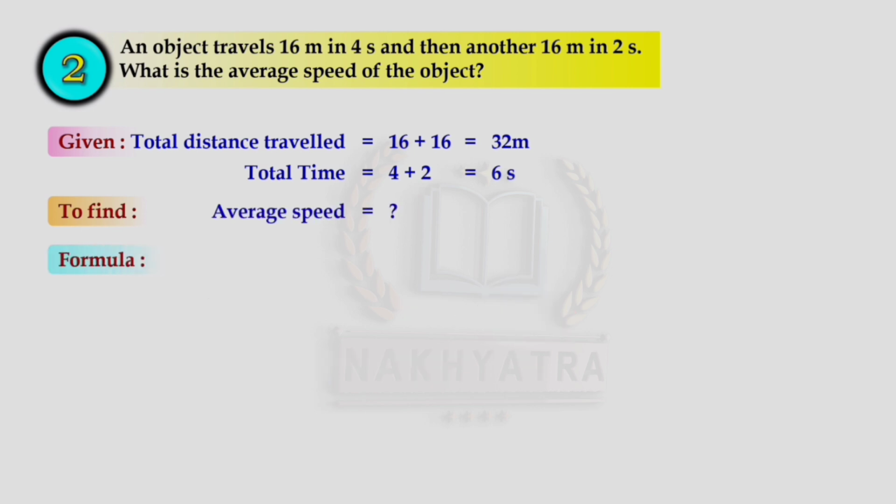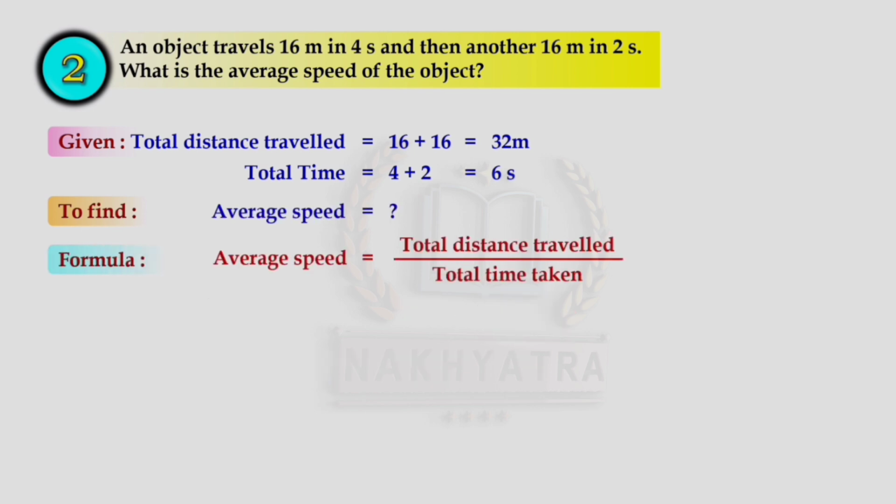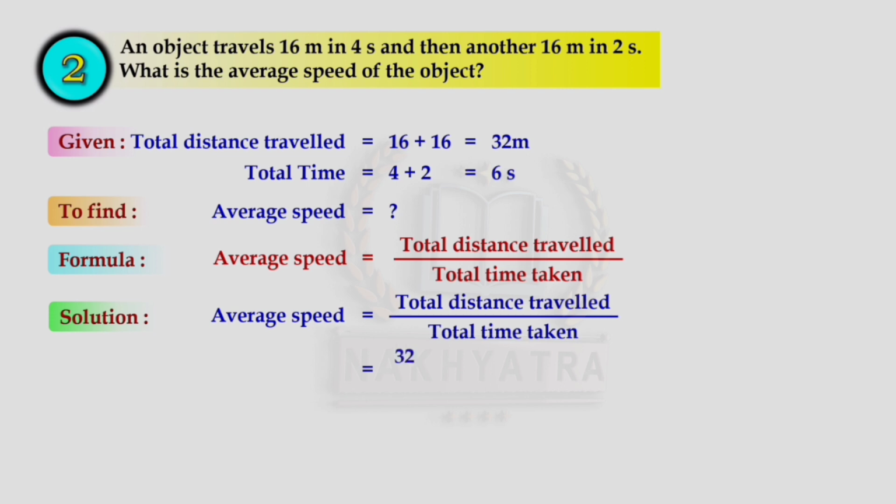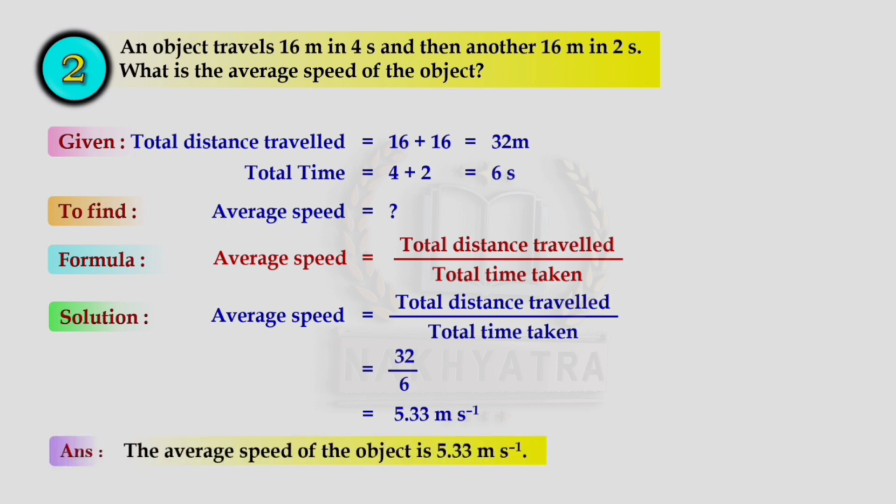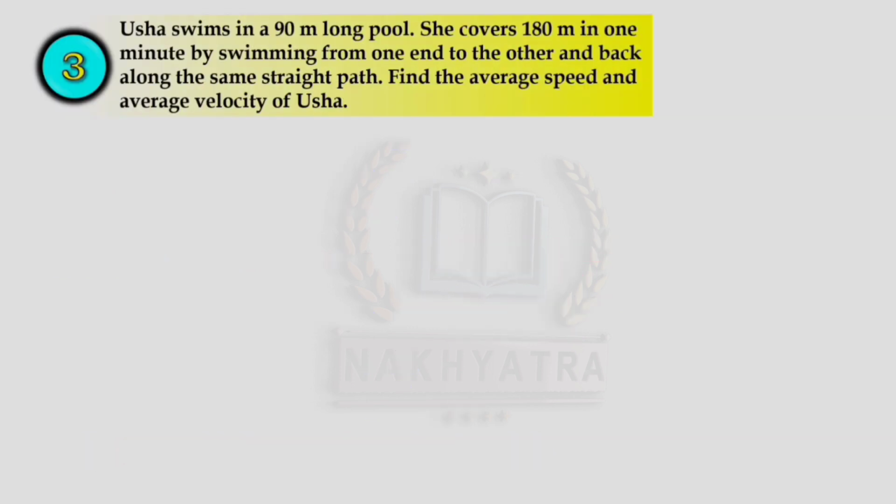Now we have to find out the average speed of the object. So the formula here we will use: average speed equals total distance traveled by total time taken. Do it by yourself. Put the value for total distance traveled, that is 32, by total time taken, 6. So we will get 5.33 meter per second. So the average speed of the object is 5.33 meter per second. Okay, now say question number 3.